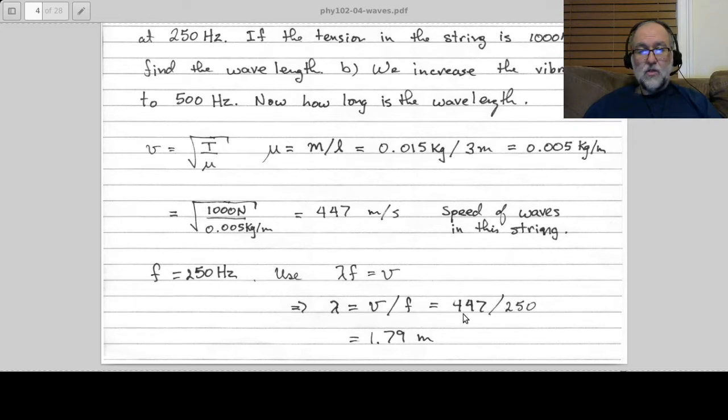we would have that lambda is equal to v divided by f. So we found out v was 447, divided by 250, and that tells you that the wavelength would be 1.79 meters. Okay, so at 250 hertz in this particular string, the wavelength is 1.79 meters, so roughly 1.8 meters, 180 centimeters long. All right, distance from crest to crest.